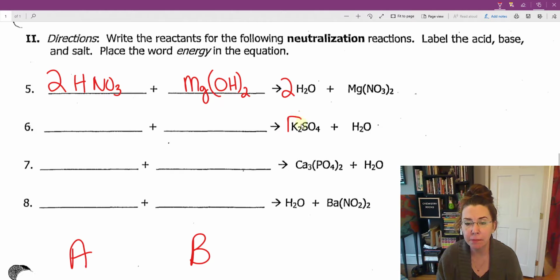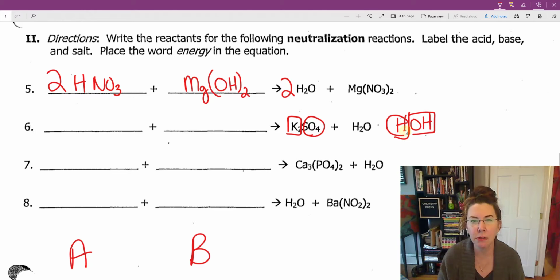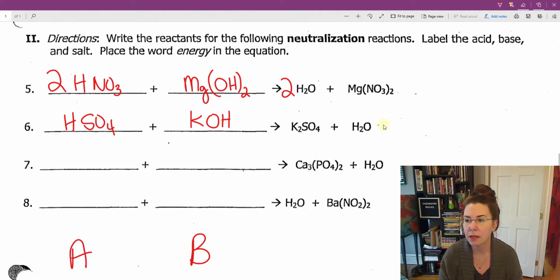We have potassium and sulfate. And if I think of my water as HOH, the hydroxide goes with my base, the hydrogen goes with my acid. So here is my base component, potassium hydroxide. Here is my acid component. And now that I have done that, let's check to make sure my formulas are correctly written. Potassium, charge of +1, hydroxide, -1. Good.